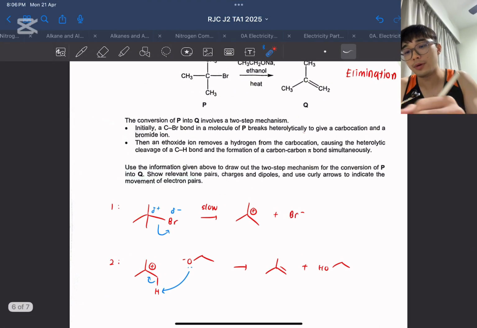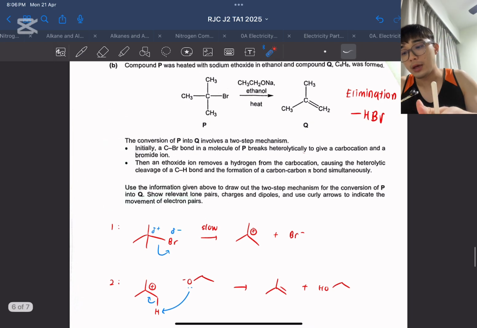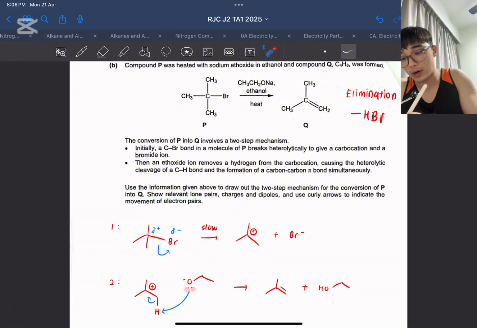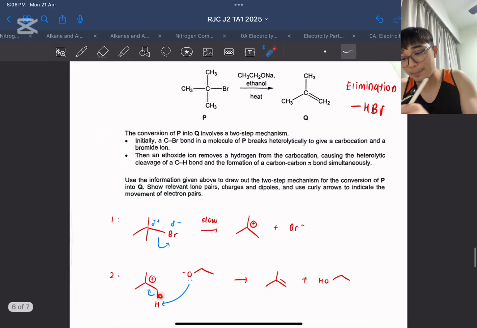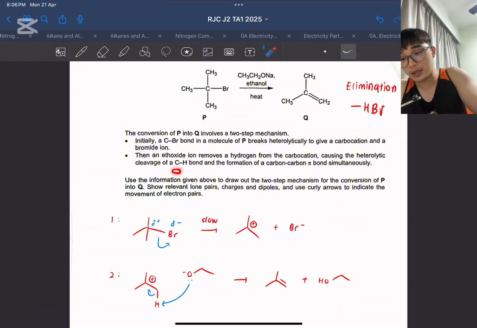After the Br is gone, the H must be gone as well. Elimination gets rid of the HBr. So how is the H gone? This ion over here, CH3CH2O minus, will remove the hydrogen because rich attacks poor. So I need to see the lone pair on the O attacking this poor hydrogen over here. And when that happens, you'll form this alcohol here. At the same time, they said this C–H bond will break.